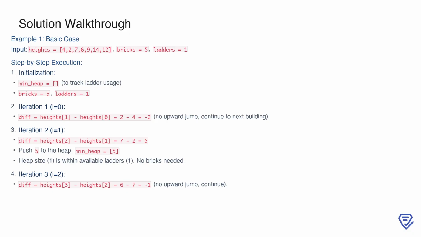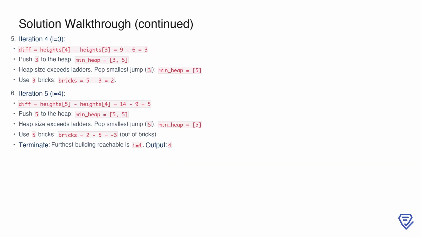In the second iteration, the difference between heights 2 and heights 1 is 5. Since this is an upward jump, we push this difference of 5 into the heap. The heap size is now 1, which is within the available ladders, so no bricks are needed here. In the third iteration, at index 2, the difference is -1, indicating no upward jump again, so we move forward without using any resources.